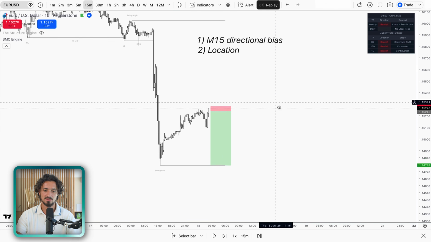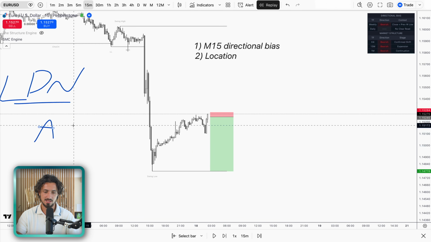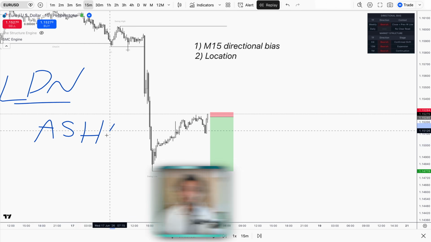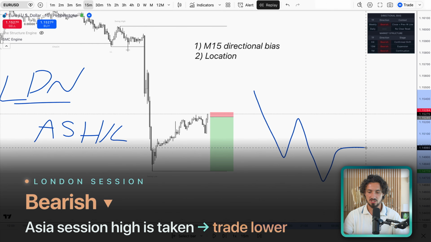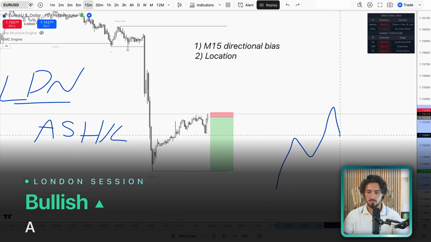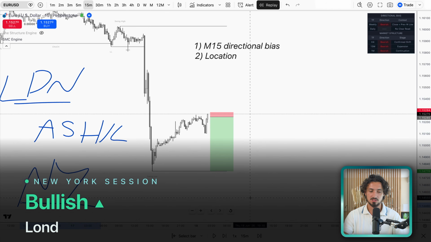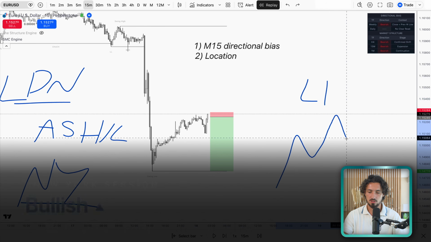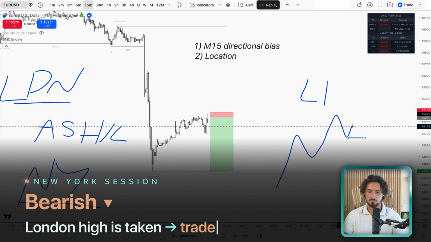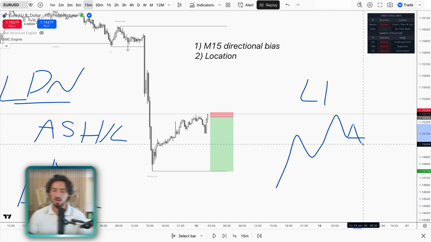And for me, that is always, if it's a London session setup, then it's Asia session high or low. So if we're bearish, it's Asia session high. If we're bullish, it's Asia session low. In New York, it's London high, London low. So if we are bullish and New York comes, then the low of London, that level has to get taken, and then I can trade higher.